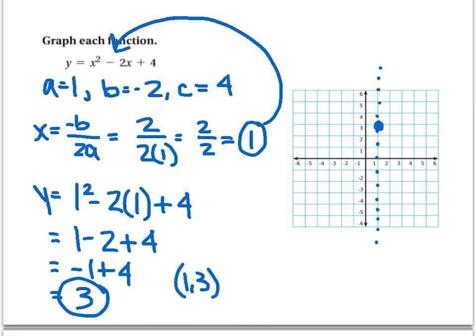And then I need another point. I have the vertex. Where am I going to find another point to plot on here? Go ahead, Zach. (0, 4) from C. Very good. C value's 4. Go to that C value of 4 on the y-axis. Plot it as the y-intercept. Make its symmetric point on the right side of the axis of symmetry. And that's the parabola.